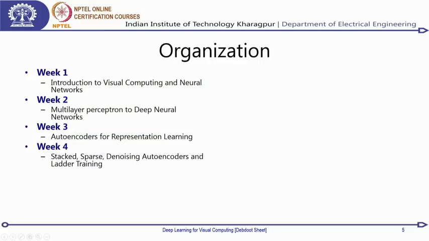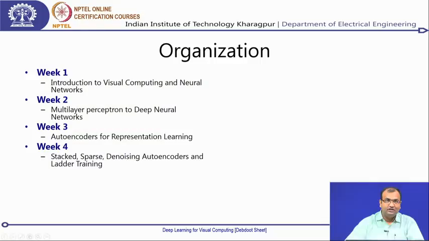From there, going to week 4, we would be doing stacked sparse denoising autoencoders and a particular concept called ladder training, which really helps in training these networks much faster and without much of an issue, as we would experience with other kinds of deep neural networks.